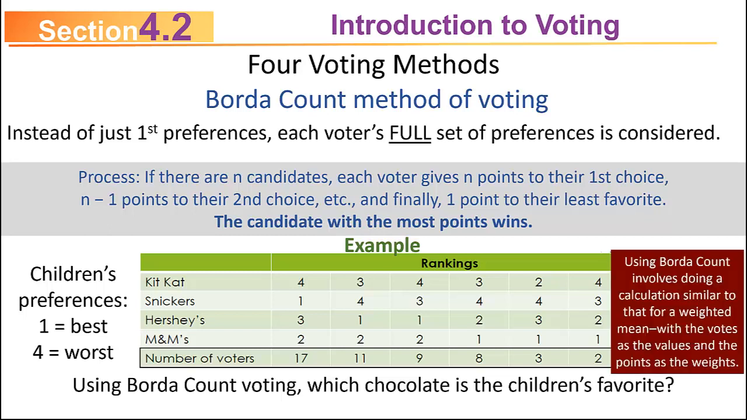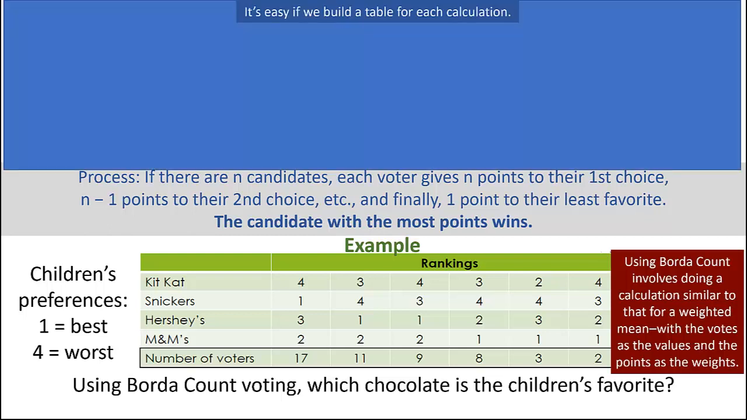In any case, Borda Count involves a calculation that's a little bit similar to doing a weighted mean. The votes are sort of like the values and the points are sort of like the weights. It's not an exact analogy, but it's sort of like that. So let's do this. What I'm going to do is build a table for each calculation. I'll do a calculation for Kit Kat, Snickers, Hershey's, and M&M's.